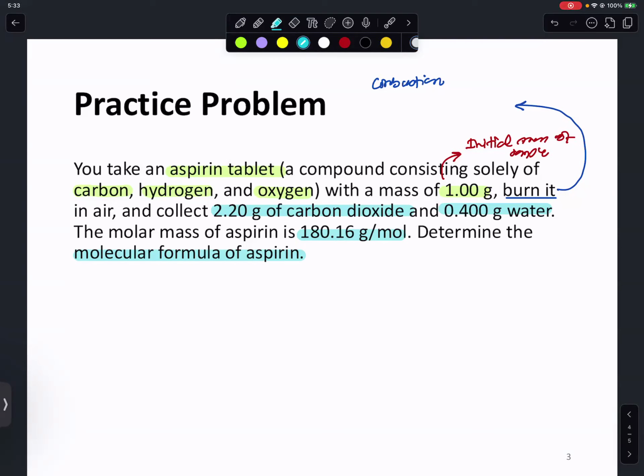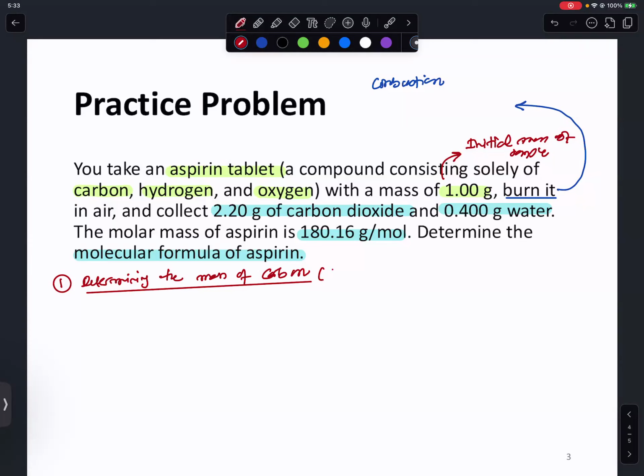Now, the beginning of a combustion analysis problem where you want to determine the empirical and eventually the molecular formula is a little bit different from the other problems, because we will have to determine the mass of carbon and the mass of hydrogen, and we will use those masses combined to determine the mass of oxygen. So let's start with the first step, determining the mass of carbon. Carbon is present in carbon dioxide, CO2, okay?